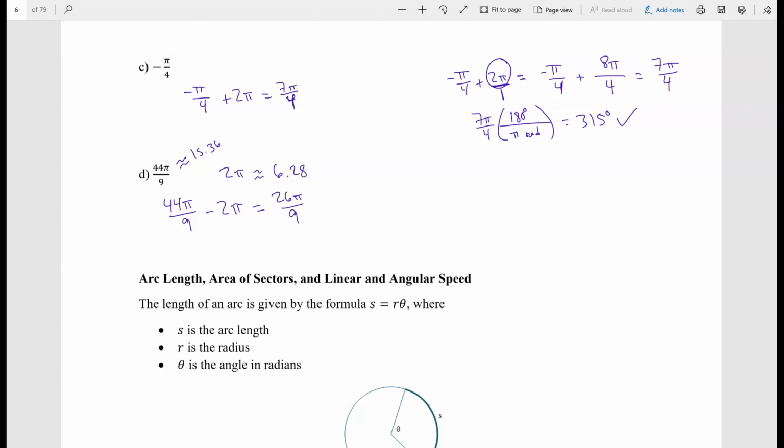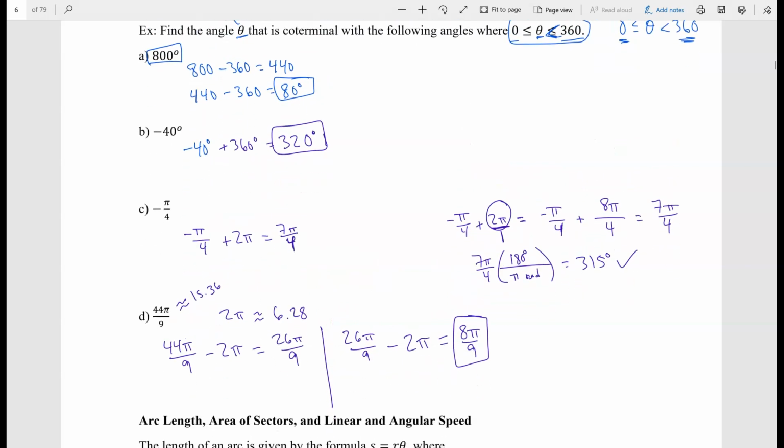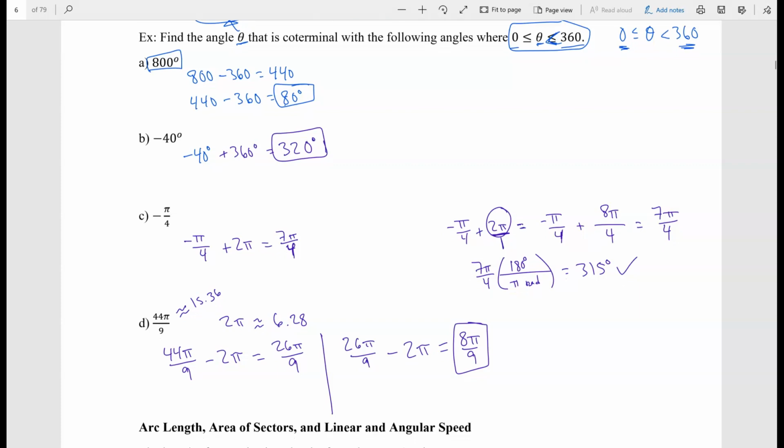If you look at it in the calculator, you'll see that this is still bigger than 2 pi. So you're going to take 26 pi over 9, and subtract another 2 pi. That's going to give me 8 pi over 9. And if I look this up, this guy clearly went below 2 pi. The radians might be a little bit more difficult to see, but that's basically how you do these problems.